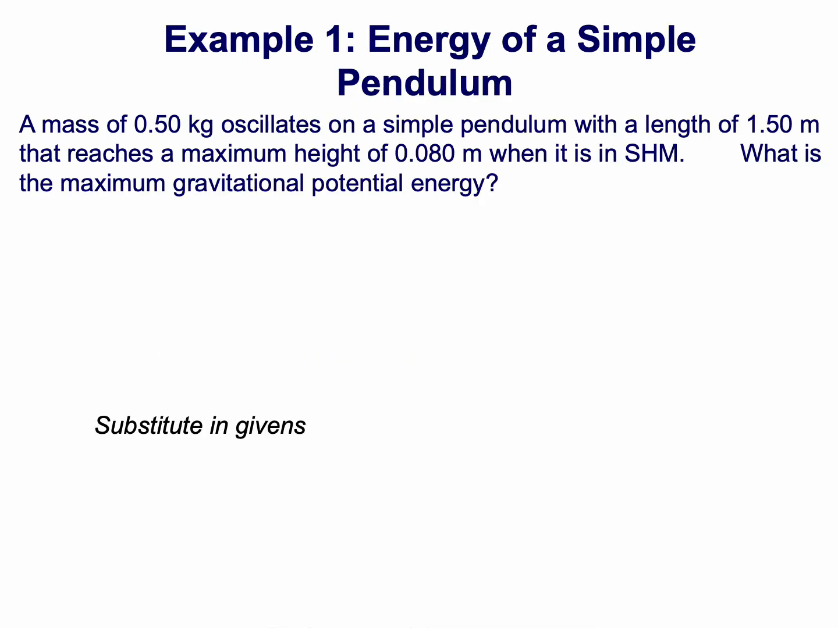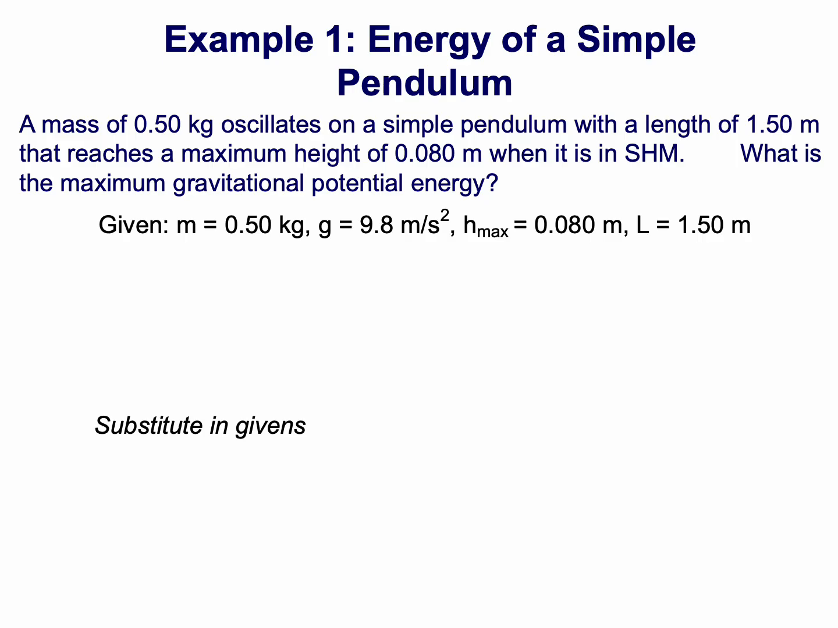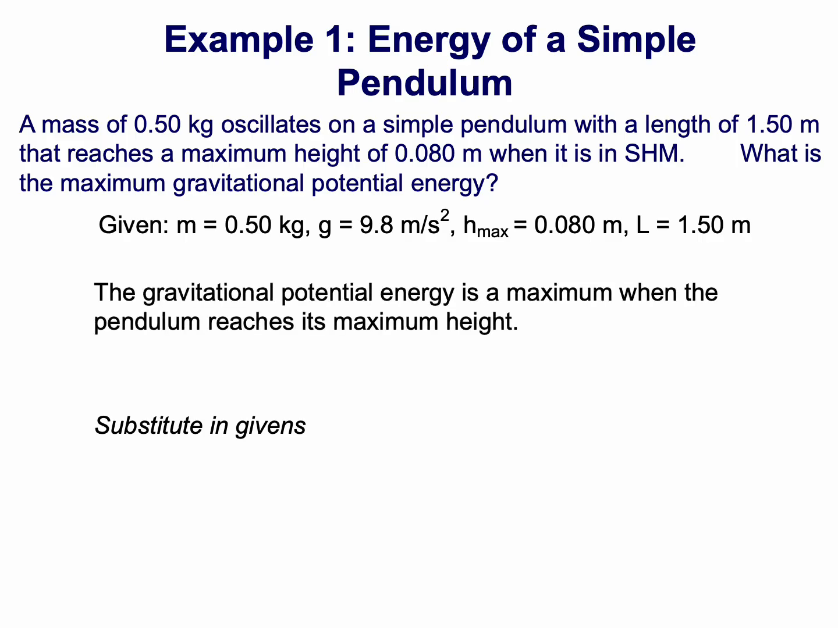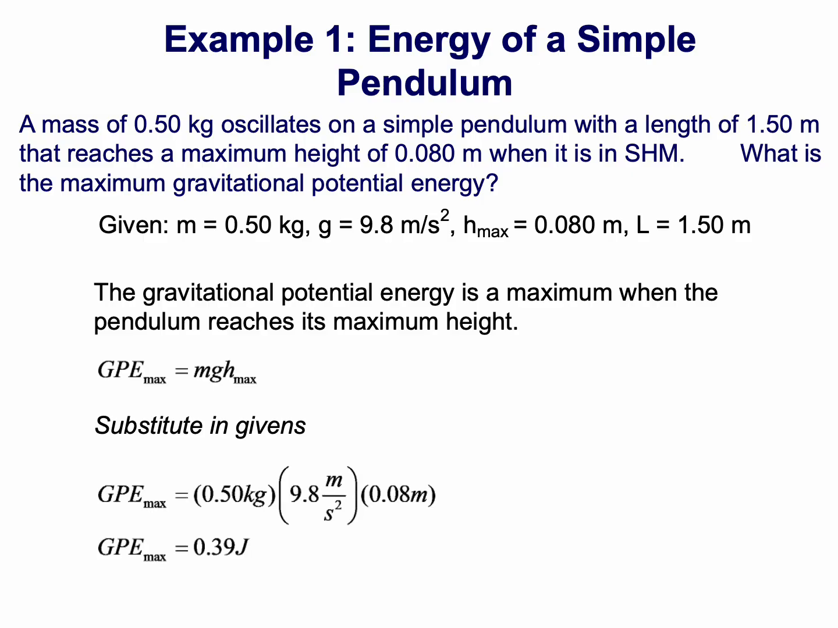So a quick example on how this works. So the energy of a simple pendulum, we have the mass, we have the gravity, we have how high it's going in reference to itself. Then we have how long it is. So the gravitational potential energy is a maximum when the pendulum reaches its maximum height. Well, that makes sense. And so the gravitational potential energy is equal to mgh. And so that is how many joules of energy it has.